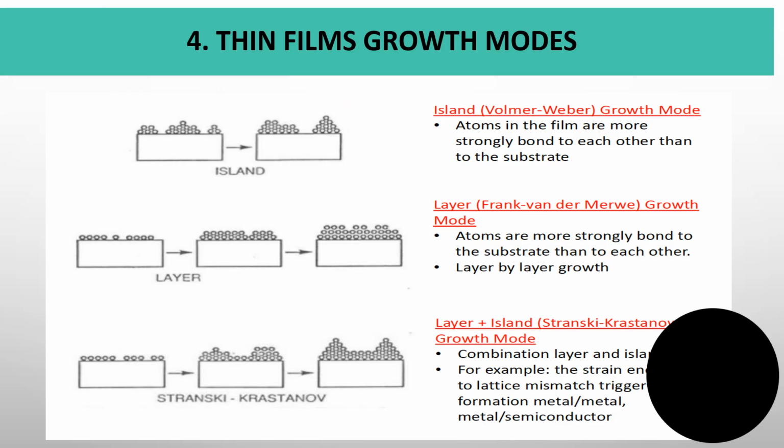Based on this understanding, we have three thin film growth modes. The first one is island, or we call it the VW growth mode, where the atoms in the film are more strongly bonded to each other than to the substrate. The second type is the layer, or FM growth mode, where the atoms are more strongly bound to the substrate than to each other. It's called layer-by-layer growth. And the last one is the combination between the layer and the island. It's called the SK growth mode. This is a combination between the layer and island, where we want a smaller lattice mismatch, suitable for any type of semiconductor.